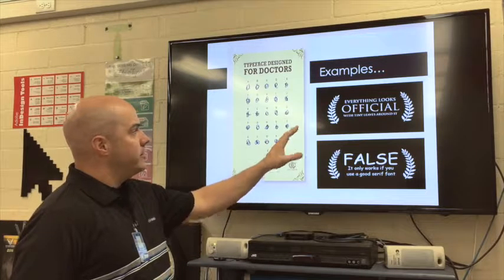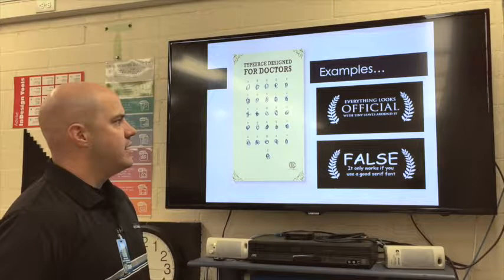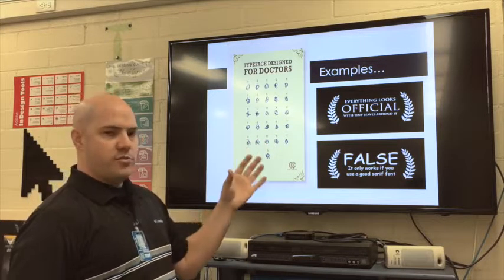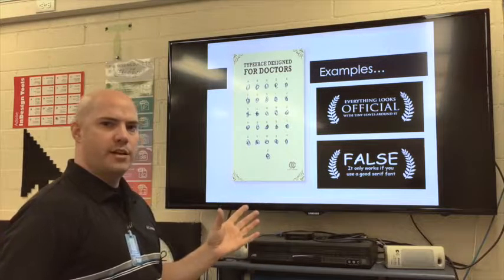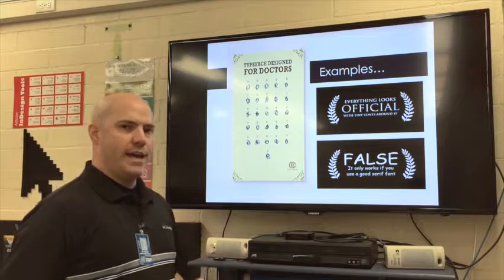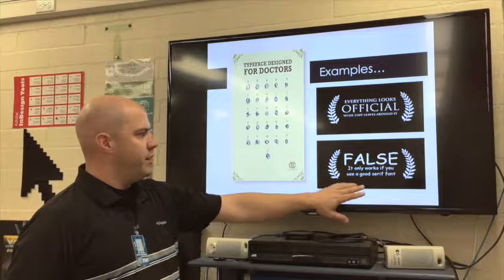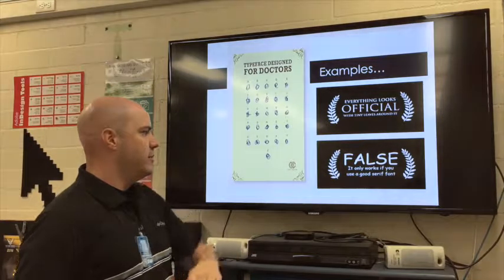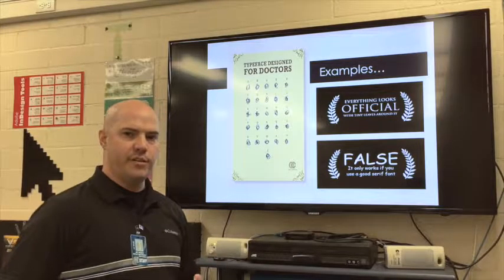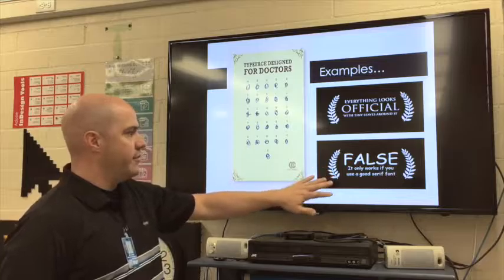This one over here says everything looks official with tiny leaves around it. And it sort of is true. When you see those laurels around things, you kind of get a sense that it's voted on by an academy or something official. But down here it uses a different font, and it says false. It only works if you use a good serif font. And it's very true because that makes it look official, and this one obviously does not.